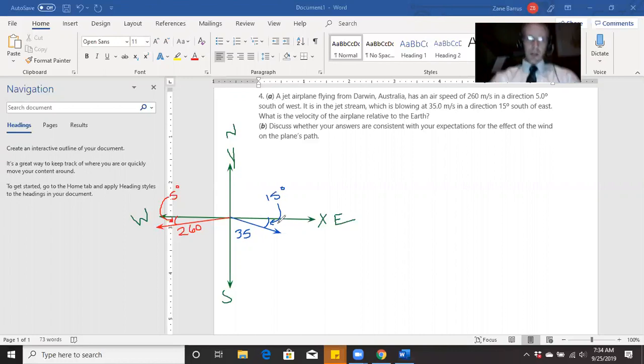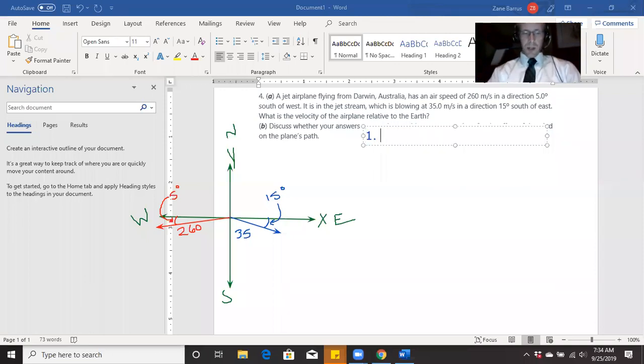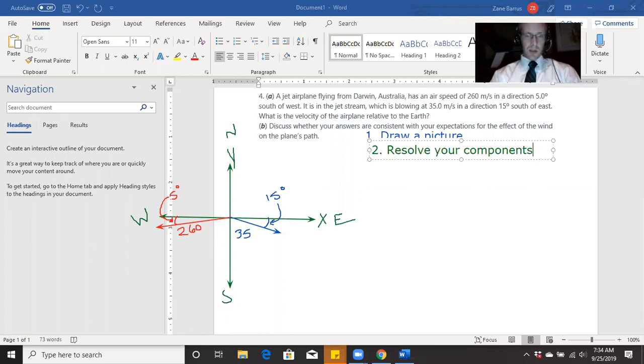Okay, so here's what you want to do. First step, after you draw, so I'm going to write these out. So step 1, draw a picture. Okay. Step 2, and if you've been watching the videos this past week, hopefully step 2 is going to be pretty easy for you, but step 2 is to resolve your components with trig. In other words, SOHCAHTOA.